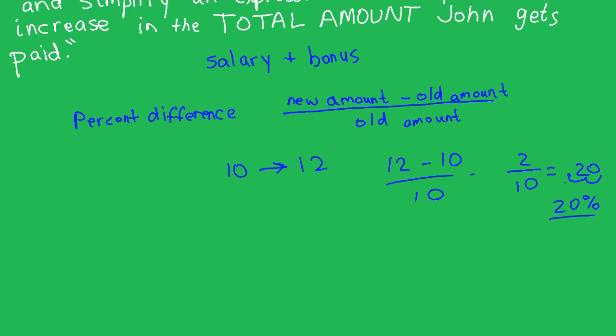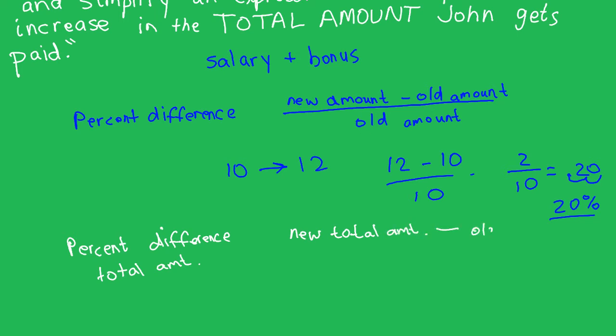So that's just a little review there to make sure we're on the same page. So now if we want to take this general percent difference expression and put it into our specific case, the percent difference in the total amount John earns, AMT for amount, because that's what we're writing an expression for, we do for a new amount, new total amount, that's what we can call it, minus old total amount, over the old total amount.